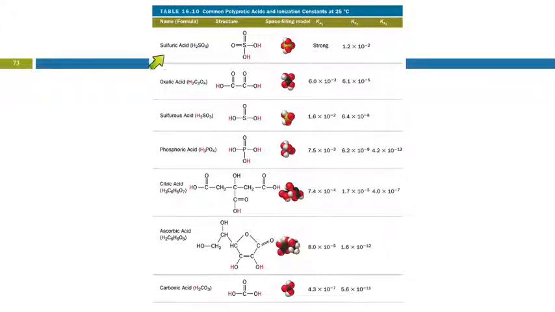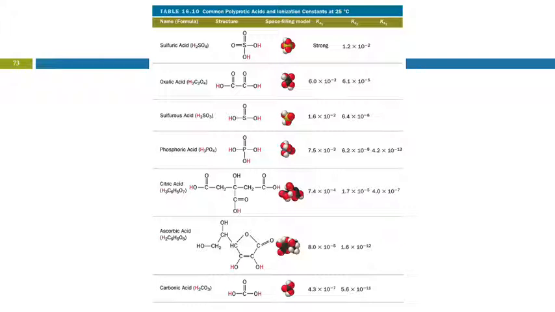Sulfuric acid is in our list of strong acids. It's only the first ionization that's strong. So you put sulfuric acid in water, it's going to completely ionize into hydrogen sulfate and hydrogen ions, but then the hydrogen sulfate will act as a weak acid.